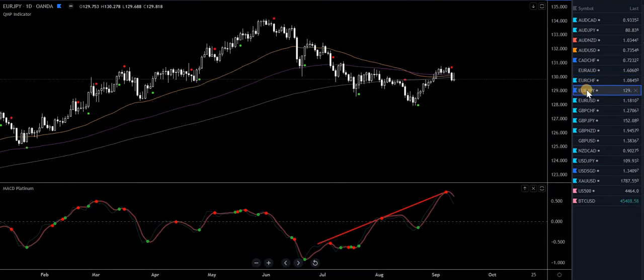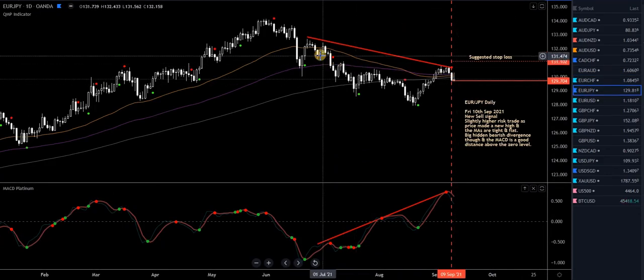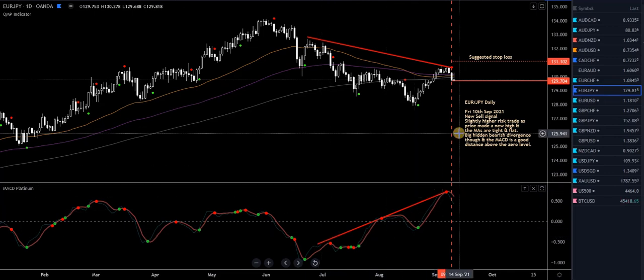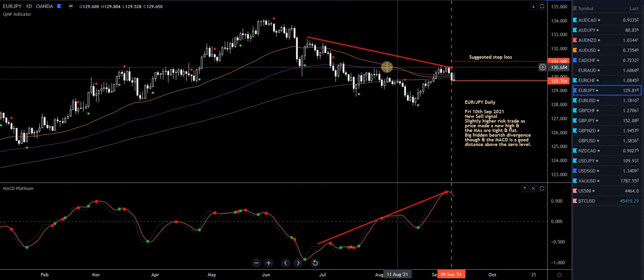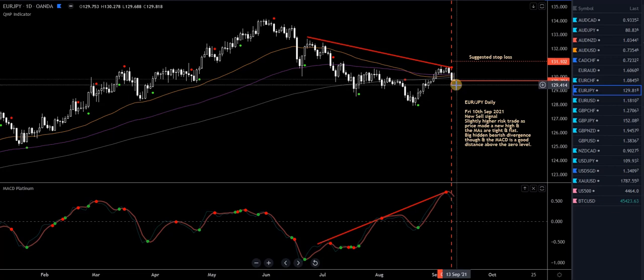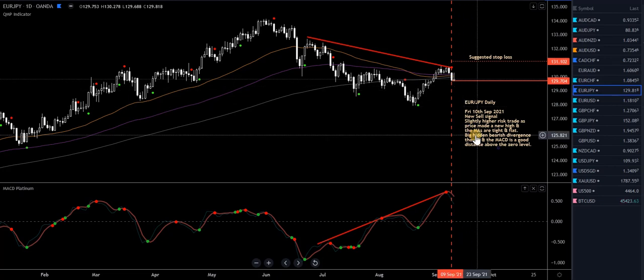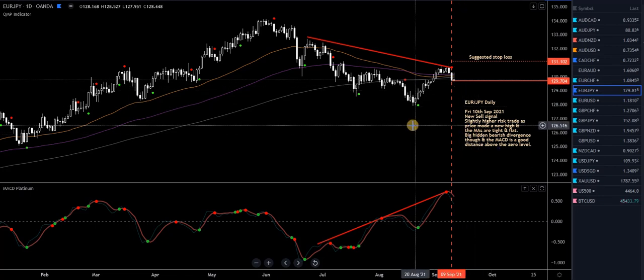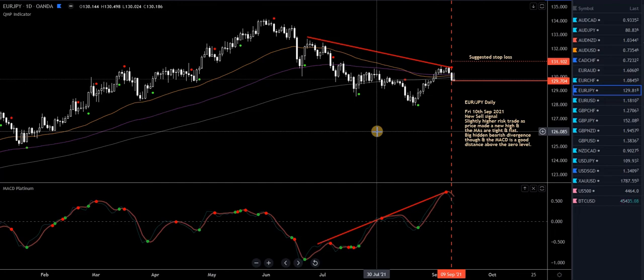Euro Yen, another sell trade from Friday, similar deal, hidden divergence, slightly higher high, same sort of setup, very similar. A lot of these markets are all moving in sync together. There's very similar, we talk about correlation between the same currency. It seems to be a lot of the pairs all doing the same chart pattern. So it's just something to be aware of.